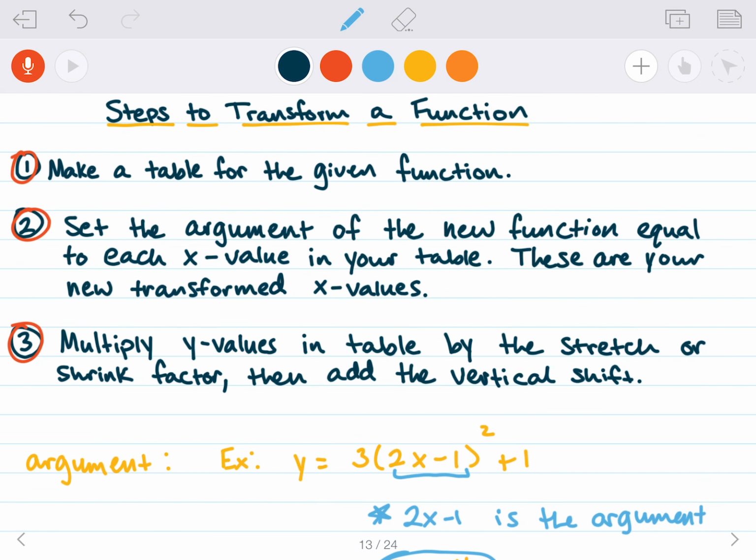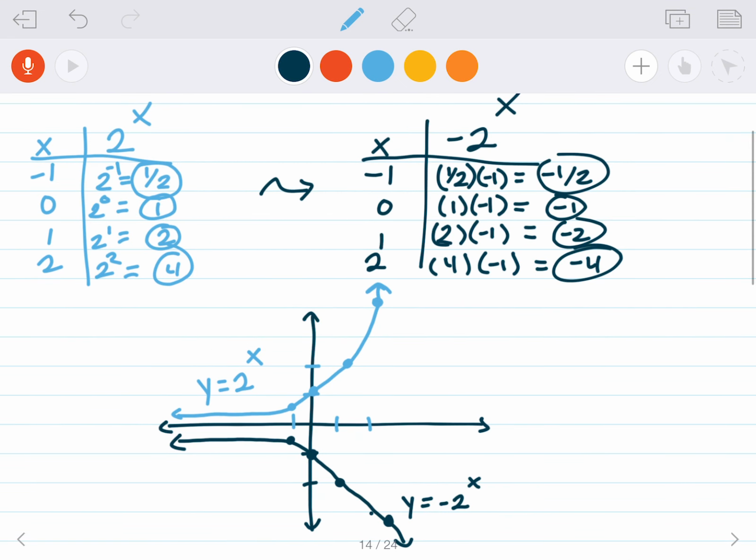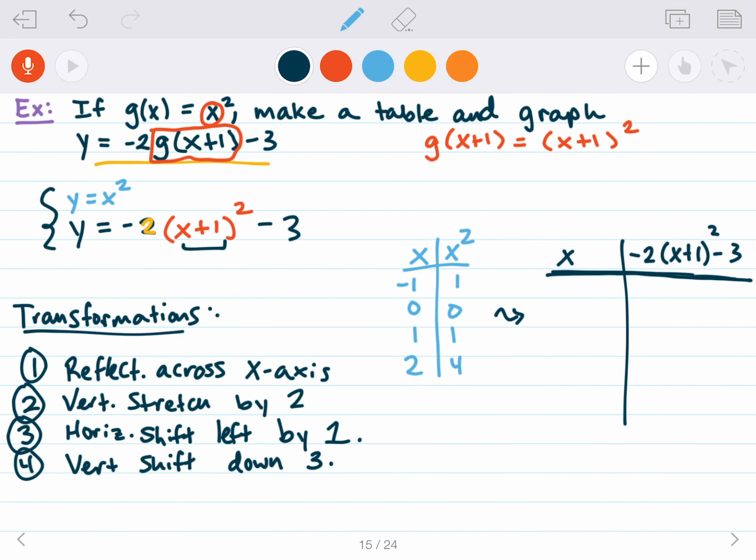So make a table for the given function. We did that. Now we're on to step 2. Set the argument of the new function equal to each x value in your table. Well, the argument of my new function is x plus 1. So I take x plus 1 and I set it equal to the argument in my first table, which is negative 1. Solve for x. Subtract 1 from both sides to get x equals negative 2.